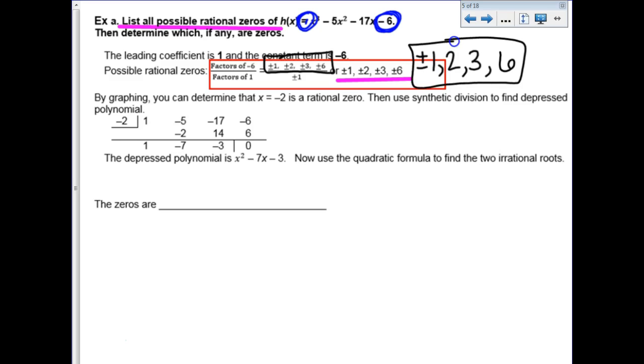Well, there's a list of 8 numbers that we could, in theory, try. And what does it mean to try? It means to do synthetic division until you get one that has a remainder of 0.